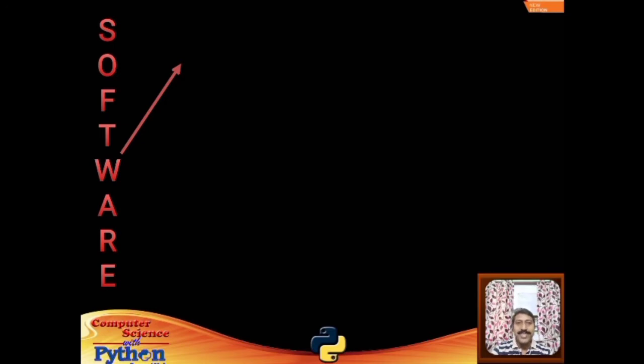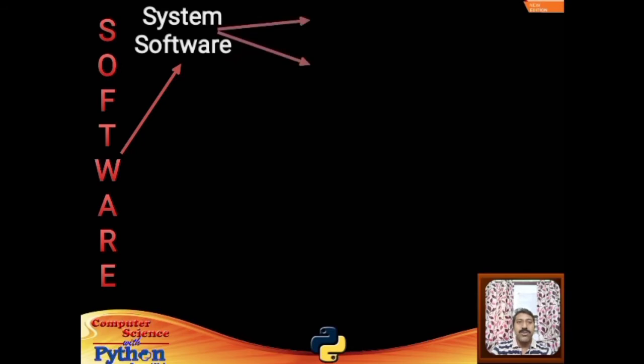So now we'll discuss the classification of software in this part. The first one is system software. So let us know what system software is. The software which controls the internal computer operations is called system software. It controls each and every part of the computer system.